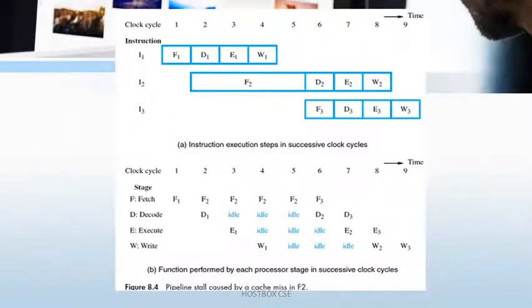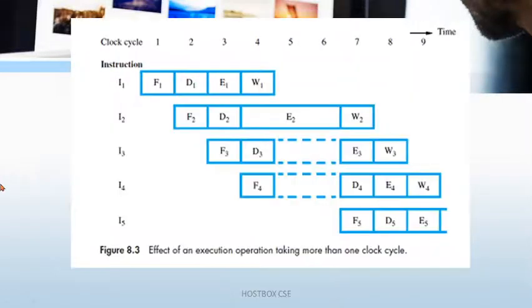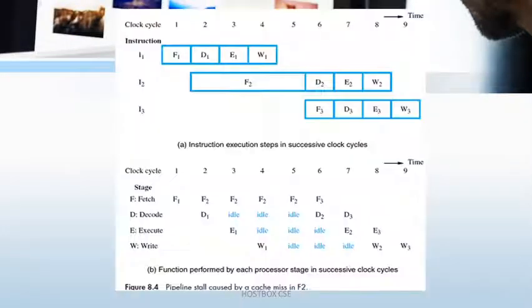Then this is the way to avoid the previous problem: the function performed by each pipeline stage in successive clock cycles. There will be 2 cycles where the instruction, when it comes to cycle 7, will stop and create problems. So let's go to another one: instruction execution steps in successive clock cycles, where you have fetch 1, D1, E1, W1 and so on. 3 instructions will be there. Then how will the clock cycle change here?